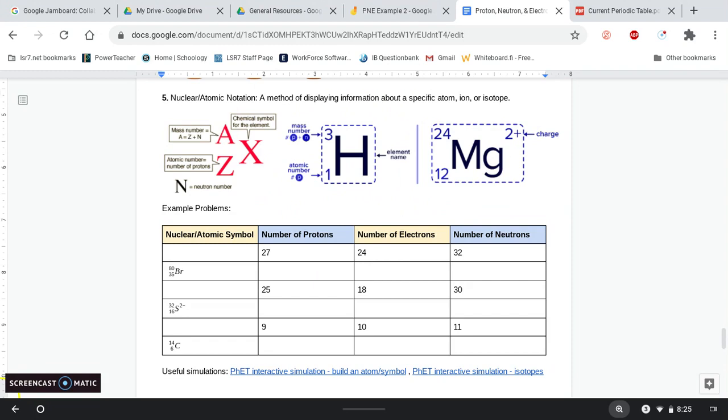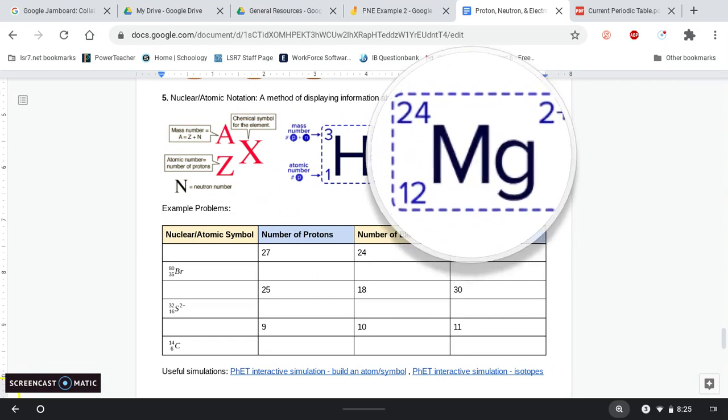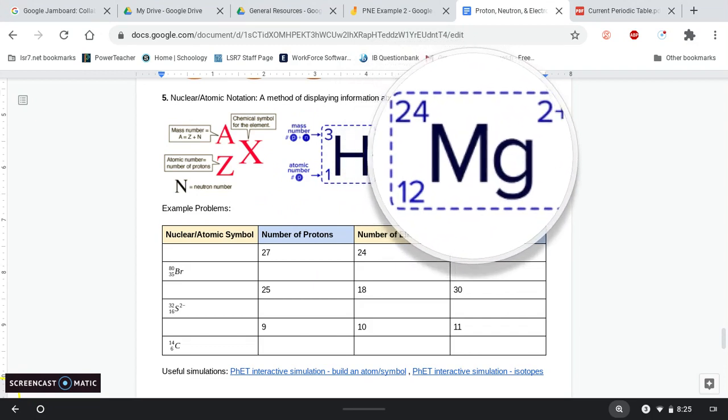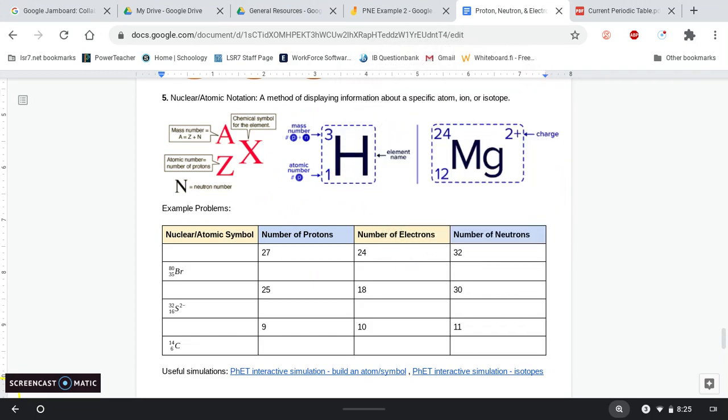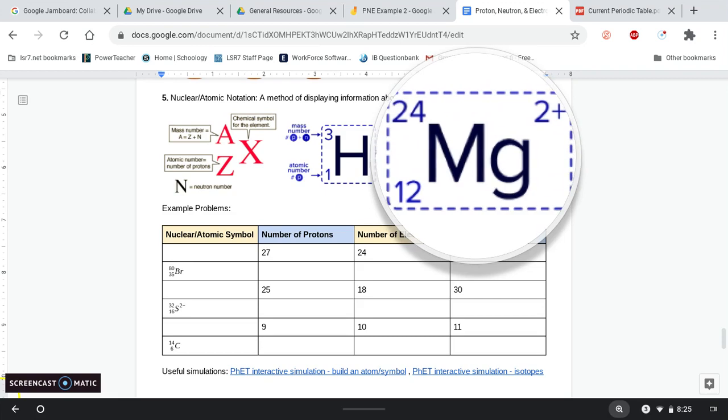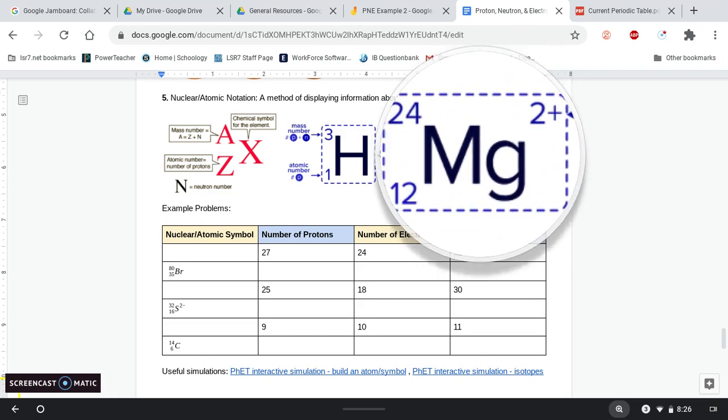So let's take a look at the magnesium. The number on the left right here, in the top left corner, that's how much it weighs, which we just learned is called mass number. So that's protons plus neutrons, right? The bottom left number is magnesium's atomic number. So that's just looking up on the periodic table. And then, of course, there's the charge.